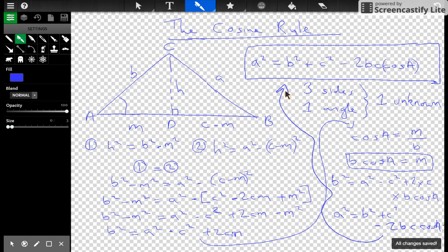So again, boys, 3 sides, 1 angle, 1 unknown. This is the rule you use. You won't be asked to prove this. It's just good to know because you're in the advanced class.